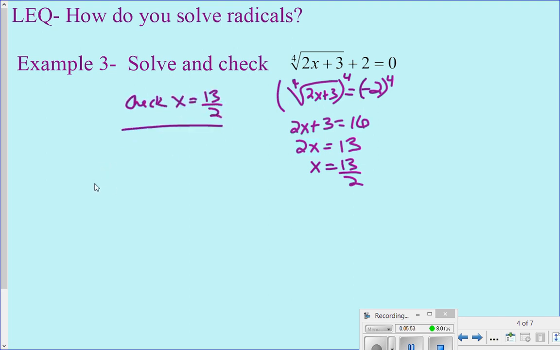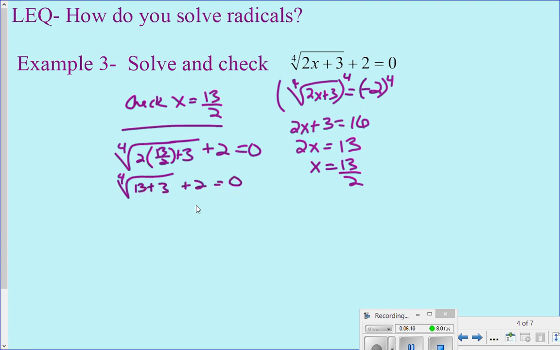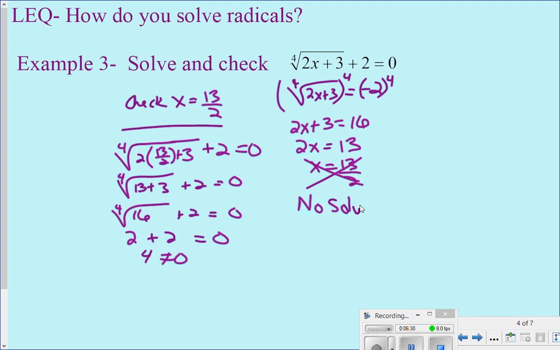So the check, remember, goes in the original. So 2 times 13 halves plus 3, the fourth root of that, and then we're going to add 2 should equal 0. So we have the fourth root of 2 times 13 halves is just 13, plus 3. So the fourth root of 16 is 2, and 2 plus 2 is not equal to 0. So because I only had one answer and it ended up being extraneous, of course I'm going to cross it off, but then I'm going to write no solution because the one solution I thought I had is actually not a solution.